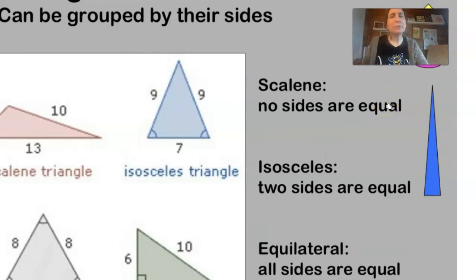There's types of triangles based on their side length. So when no sides are equal, we call it a scalene triangle. When 2 sides are equal, we call it an isosceles triangle. And when all the sides are equal, we call it an equilateral triangle.